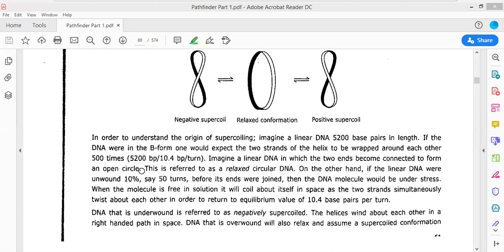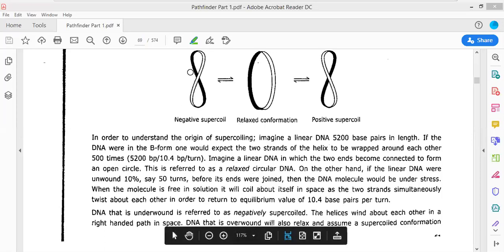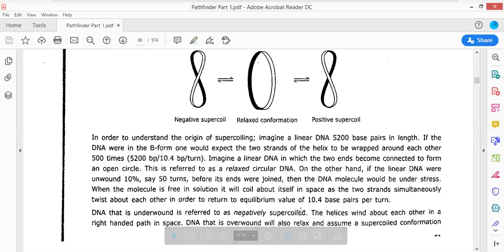In theory, imagine a linear DNA in which the two ends become connected to form an open circle. A linear double-stranded DNA molecule can have its two ends lead to the formation of an open circle. This is referred to as a relaxed circular DNA molecule. Such a DNA in which the ends are joined is referred to as a circular DNA molecule. There could be another DNA molecule that is not circular, that is present in a linear manner.